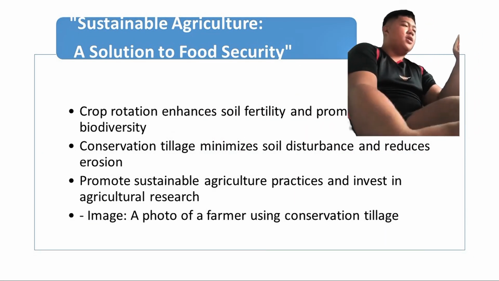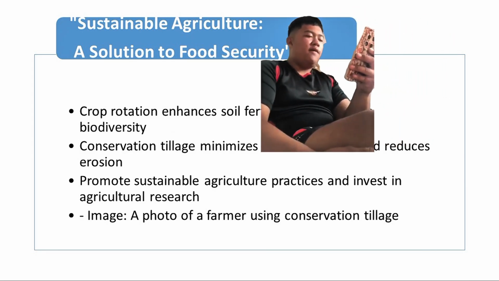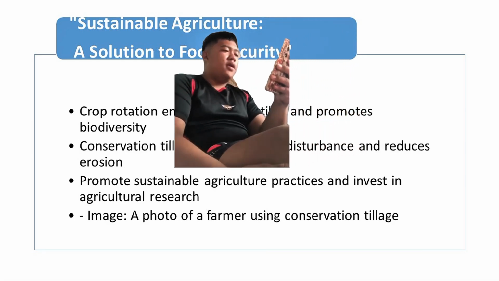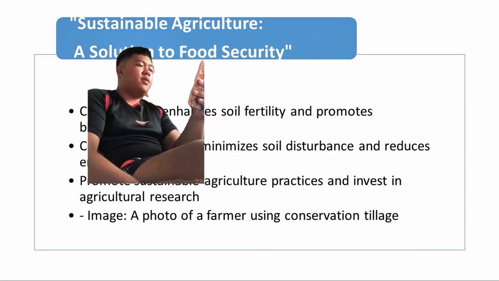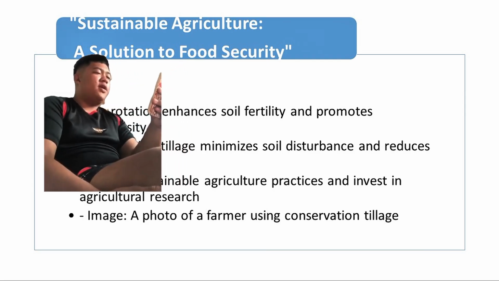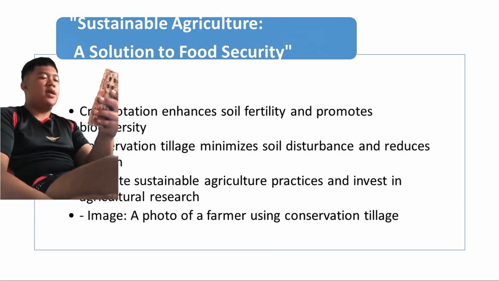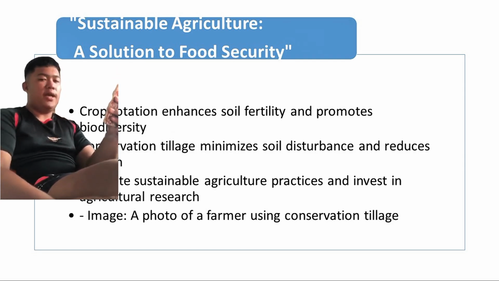Sustainable agriculture as a solution to food security. Crop rotation enhances soil fertility and promotes biodiversity by alternating different crops in the same field. Conservation tillage minimizes soil disturbance, reducing erosion and improving soil health.